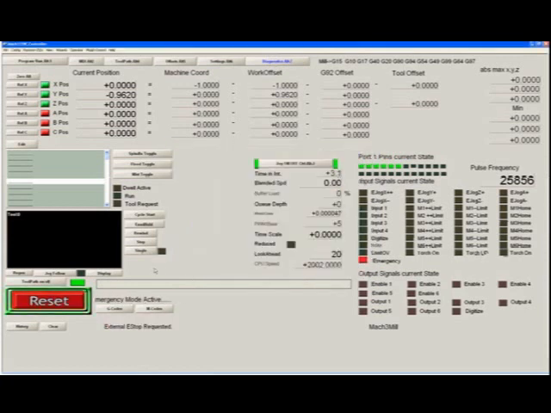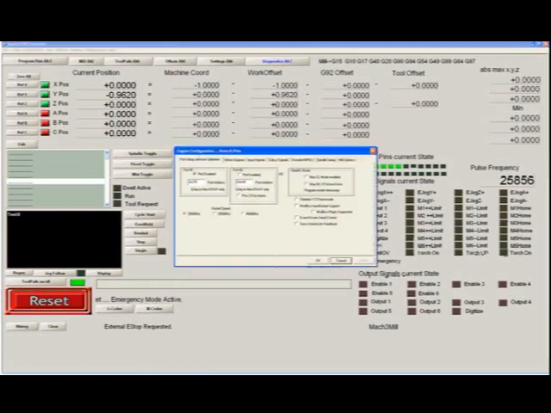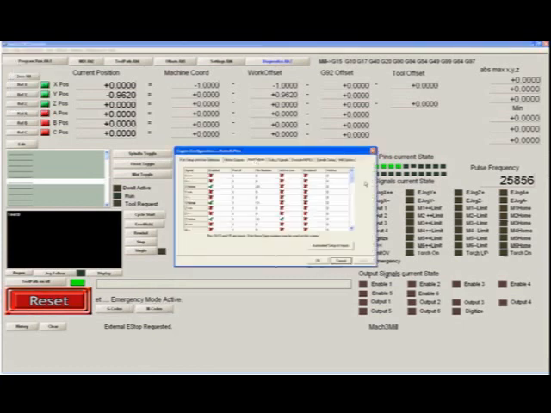Now, I cannot reset my reset button. It says external e-stop requested. If I look in the LEDs, the emergency light is flashing. That emergency light should only flash when an emergency is being called for. If it's flashing and there is no emergency, then you simply need to go to ports and pins, input signals, slide down to the E-stop switch, and reverse the low active.